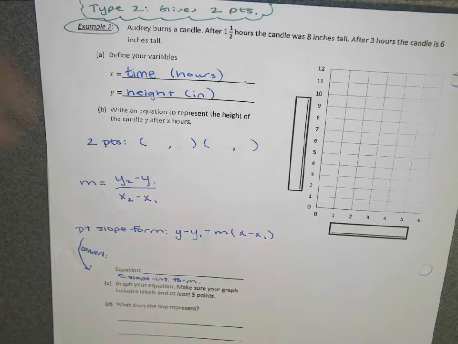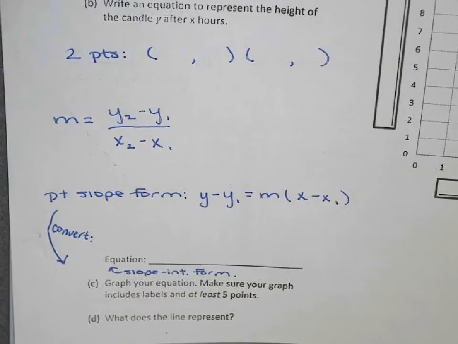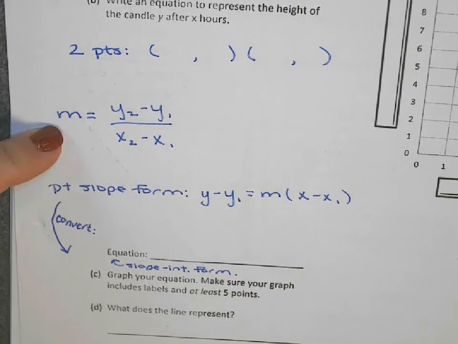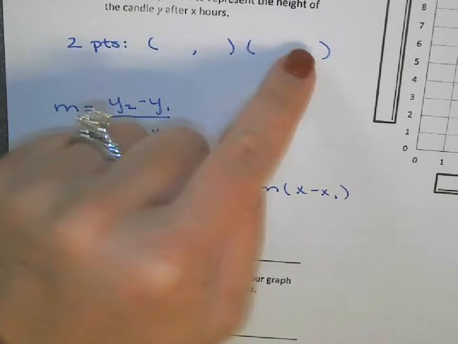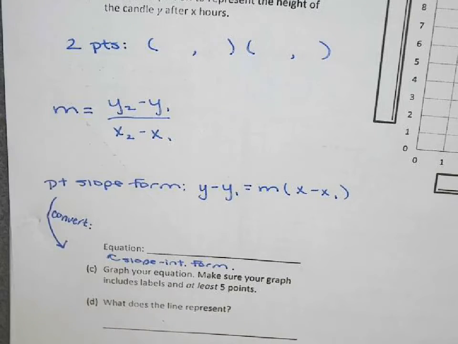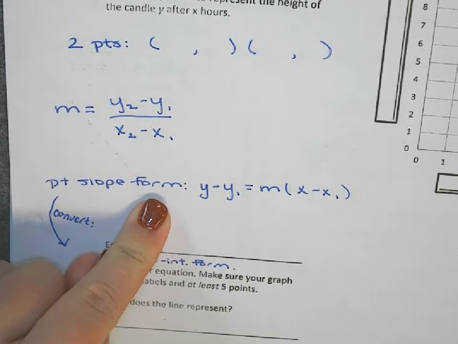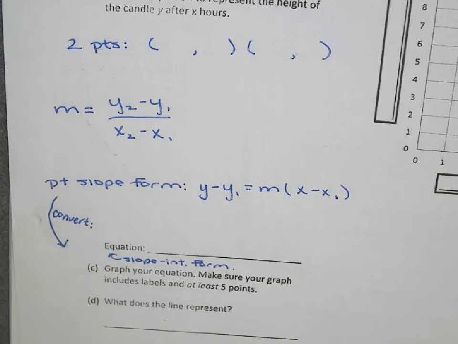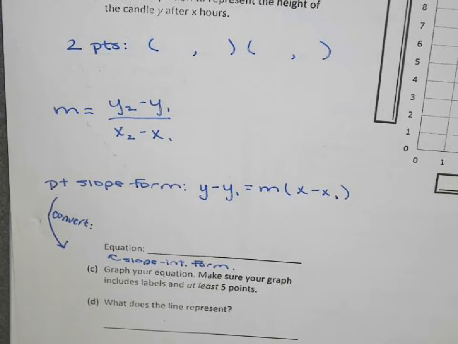Okay, so that's going to be our outline here. I'll zoom in so you can get this written down. We're going to come up with our 2 points. We'll use the 2 points to find the slope. Once we have the slope, we can use either of the 2 points, it doesn't matter, to write it in point-slope form. And once you have it in point-slope form, we're going to convert that to slope-intercept form. Okay, so those are our steps here.